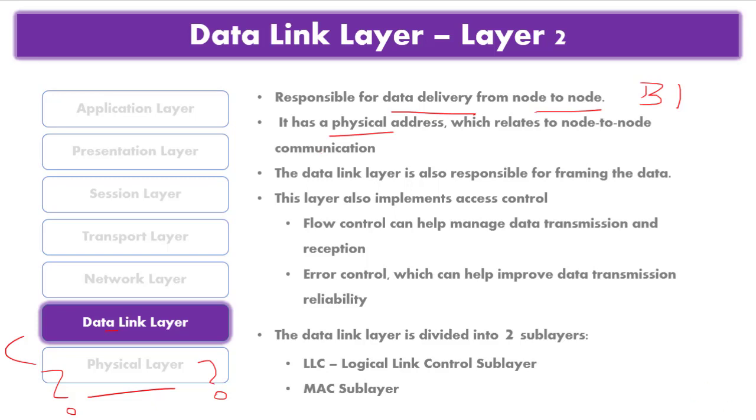So the data link layer defines the correct structure for the network type being used. It also implements access control, which I mention just here. So flow control can help manage the data transmission and reception. Error control helps improve the data transmission reliability. So we see much more data processing here than at the physical layer. Data link layer is also divided into two sub-layers. This is actually covered in the Cisco CCNA.